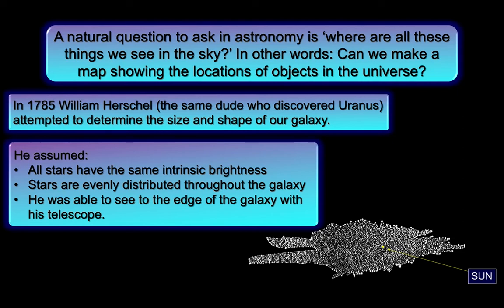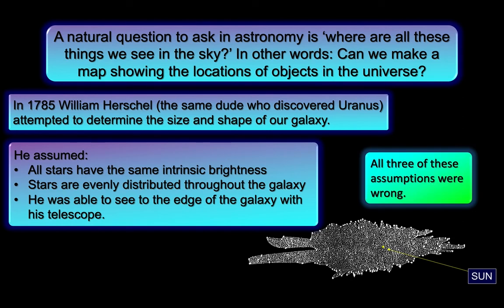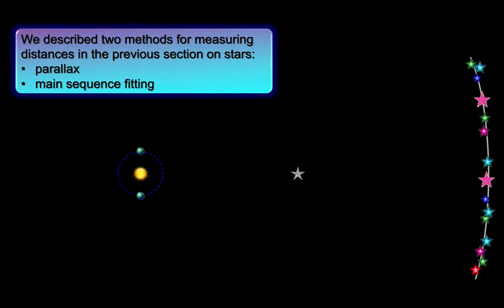And in making his map of the universe, he came up with something that looks something like this, where he figured the sun was relatively close to the center of the galaxy. Now, as it turns out, all three of these assumptions were wrong. But keep in mind also, you can't hold it against him. He was attempting to map the universe over 200 years ago, in the late 1700s. So he was somewhat limited by the technology available to him at the time.